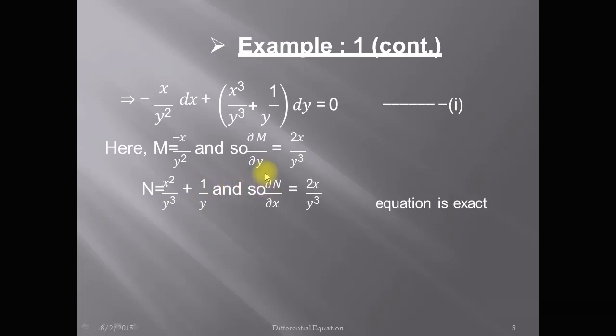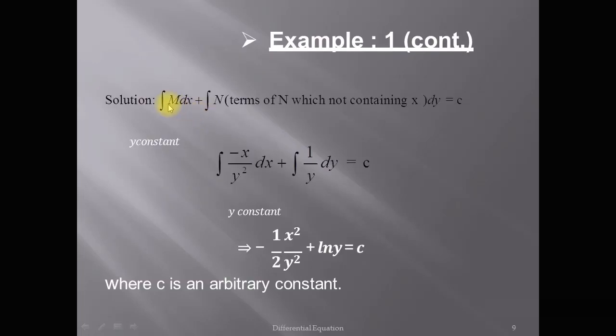Now dear student, note that partial M by partial y equals 2x divided by y cube, and partial N by partial x is also equal to 2x divided by y cube. So these two partial derivatives are equal. Now this new differential equation is exact, and so we can find the solution of this exact differential equation by using this formula: integration of the M function with respect to x plus integration of those terms of N which do not contain x with respect to y is equal to c.